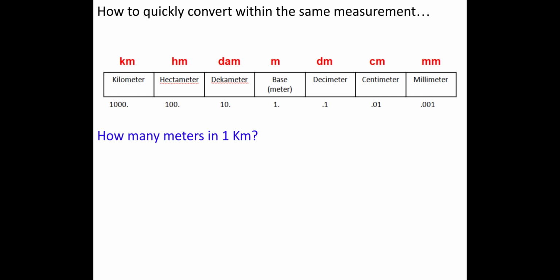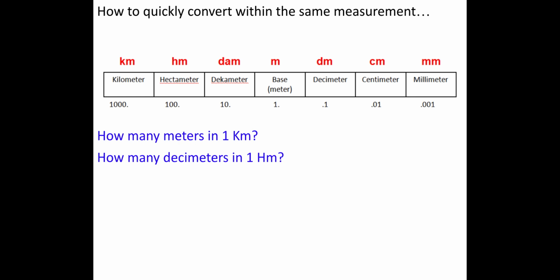How to quickly convert within the same measurement? How many meters are in 1 kilometer? So I'm actually right here. I have 1 kilometer and I'm trying to get to this box. If I count how many tens, because moving from one box to the next is 10, so 10 times 10 times 10, that's 1,000. So in 1 kilometer, there are 1,000 meters.